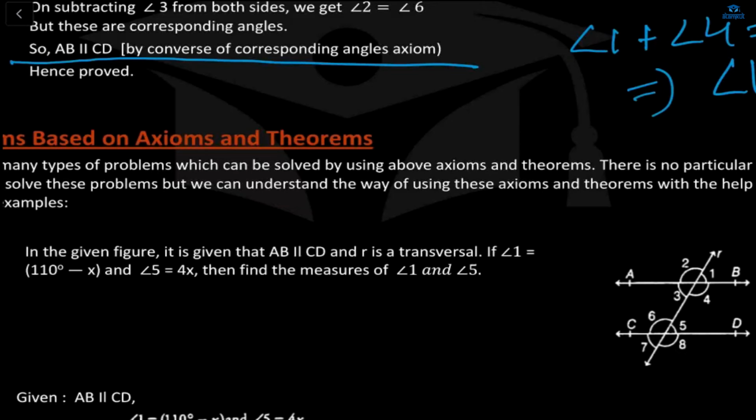Now, what type of a pair is angle 1 and angle 5? Who's going to tell me? Angle 1 and angle 5. Yeah, tell Shazan. Linear pair. Angle 1 and angle 5 is a linear pair. Just check in the diagram.